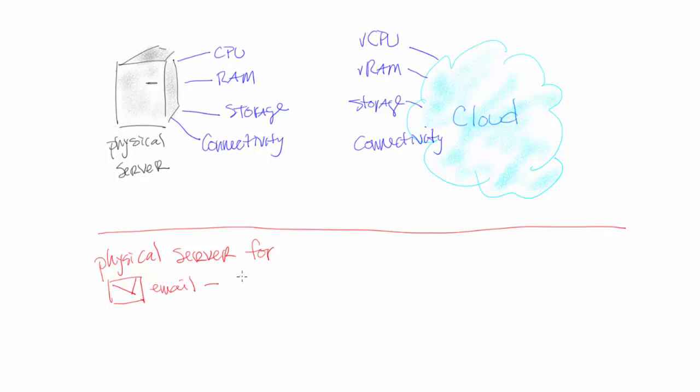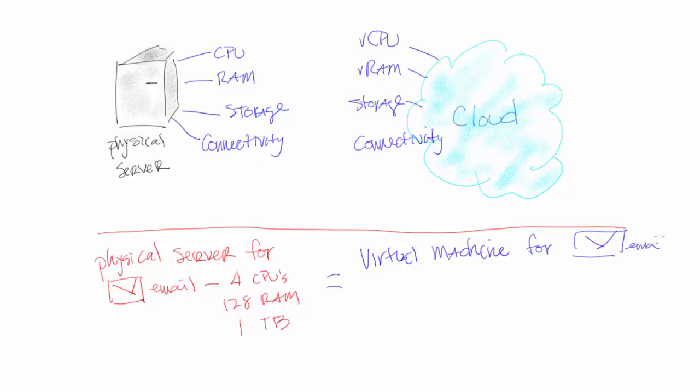So let's use this example. A physical server for email requires today 4 CPUs, 128 gigs of RAM, and a terabyte of disk storage, right? That is the standard for the physical machine. In a cloud environment, that would be called a virtual machine. It's called a virtual machine because the resources are from a shared pool or a virtual pool.